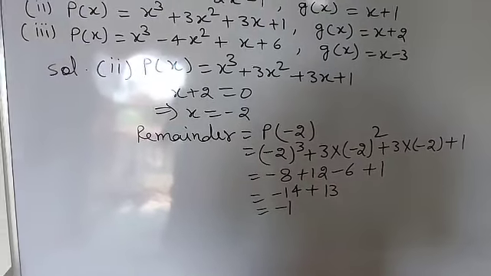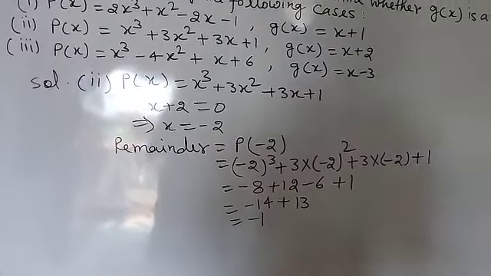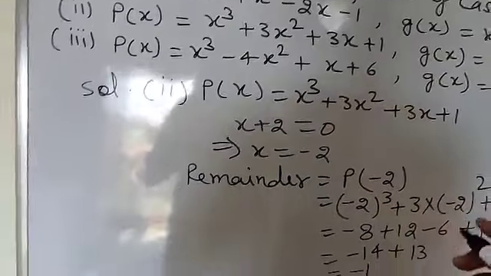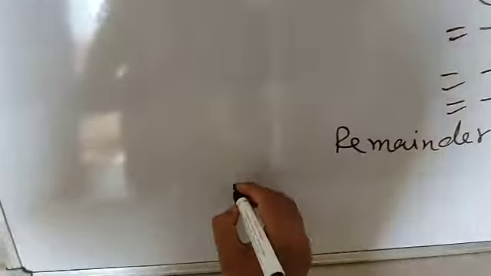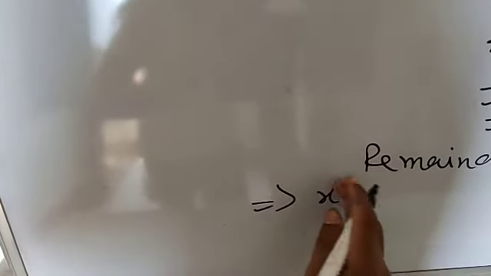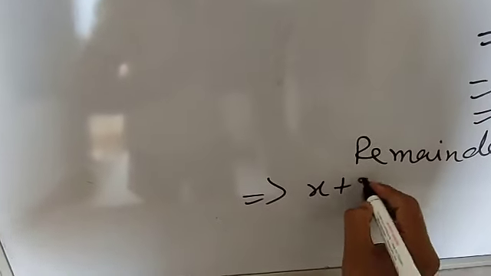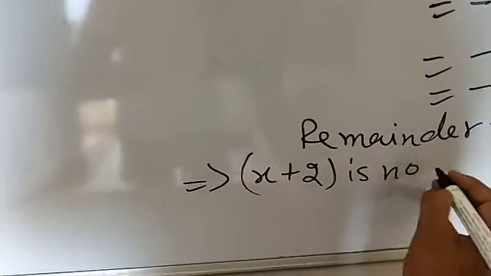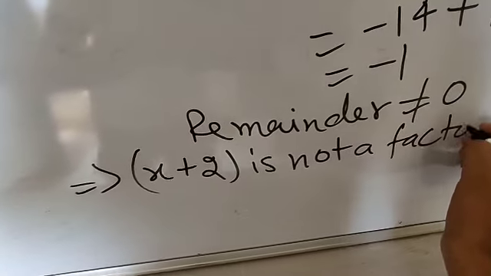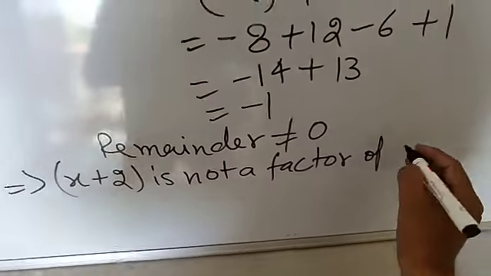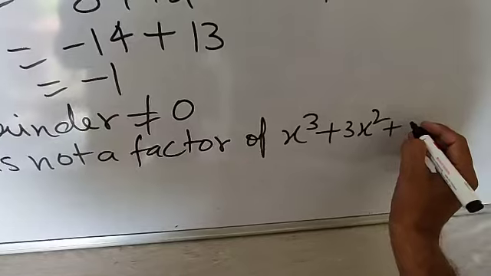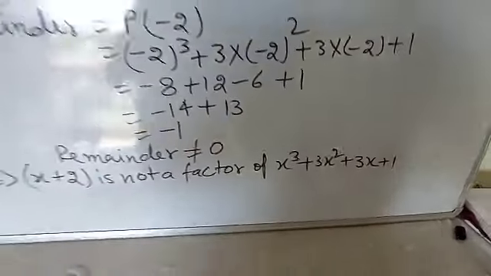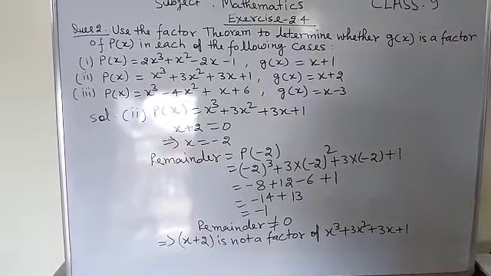So you get that the remainder is -1, which is not equal to 0. It means x plus 2 is not a factor of the given polynomial. So here you will write: remainder is not equal to 0. It shows that x plus 2 is not a factor of x cube plus 3x square plus 3x plus 1.